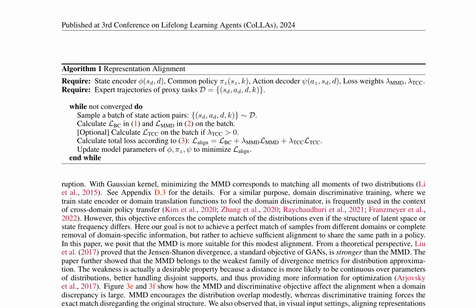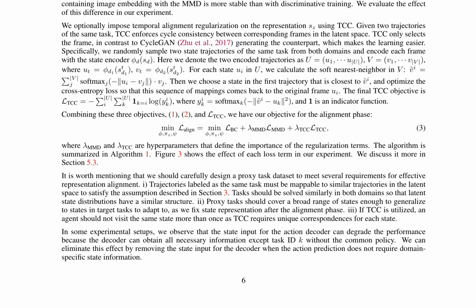The authors demonstrate the effectiveness of their approach through experiments on a maze environment, where they show that their method can obtain a shared latent space that keeps the original structure of the state representations. They also compare their approach with discriminative training and observe that MMD is more suitable for achieving modest alignment while preserving the original structure of the latent space.